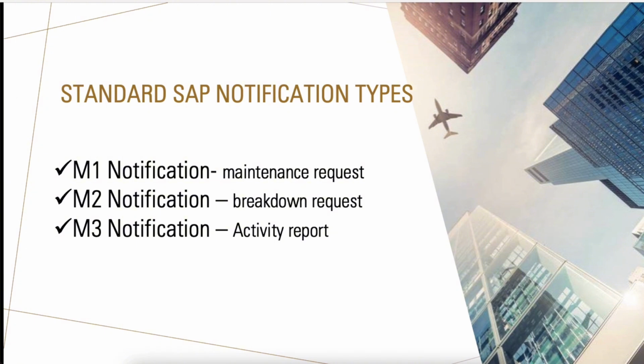If we have jobs that have to be done on the equipment, and there are some activities that need to be done on that equipment, like maybe you have to change the oil of a pump, replace the seals for the pump. These are the activities. So what the M3 notification does is to help with the reports for this activity.